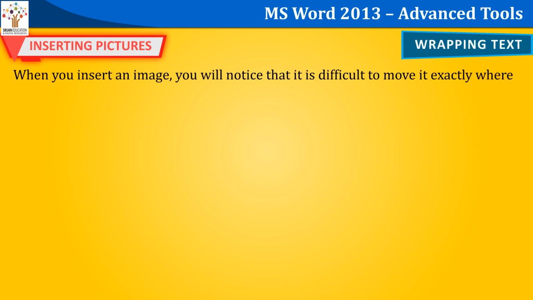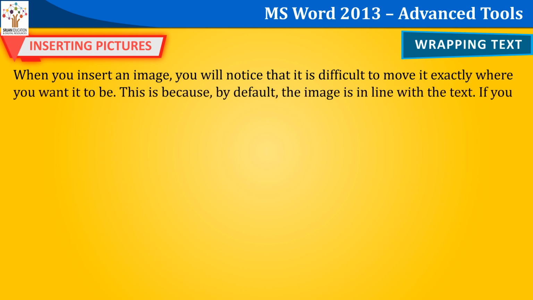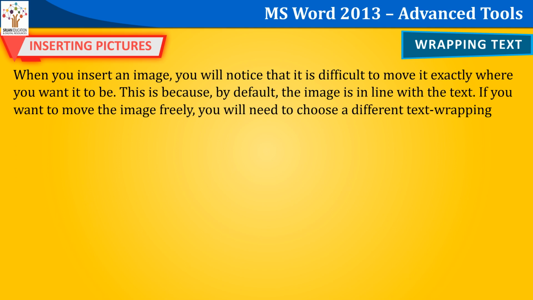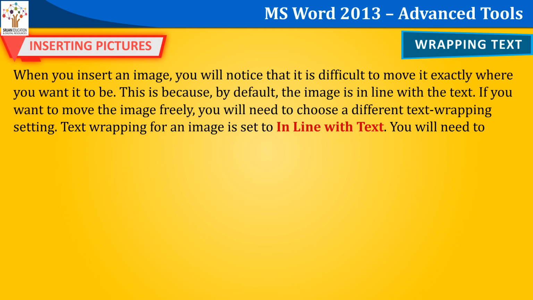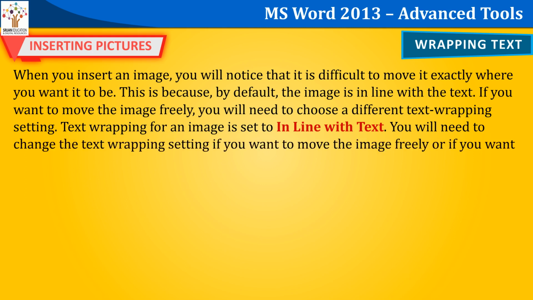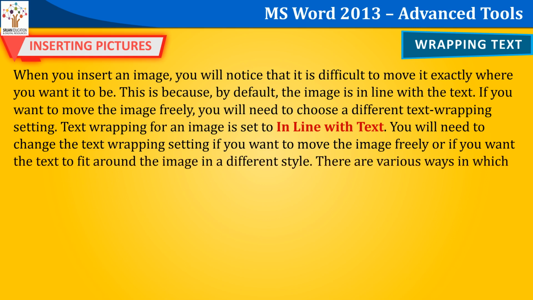Wrapping text. When you insert an image, you will notice that it is difficult to move it exactly where you want it to be. This is because, by default, the image is in line with the text. If you want to move the image freely, you will need to choose a different text wrapping setting. Text wrapping for an image is set to in line with text. You will need to change the text wrapping setting if you want to move the image freely, or if you want the text to fit around the image in a different style. There are various ways in which you can have text around the picture.